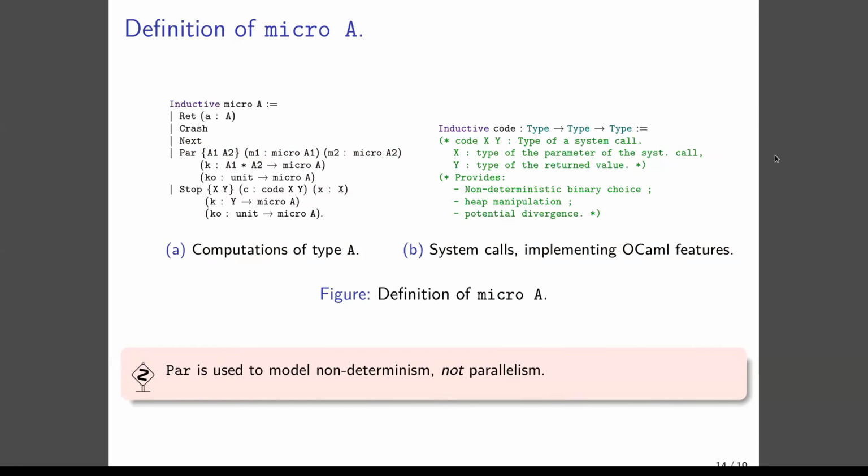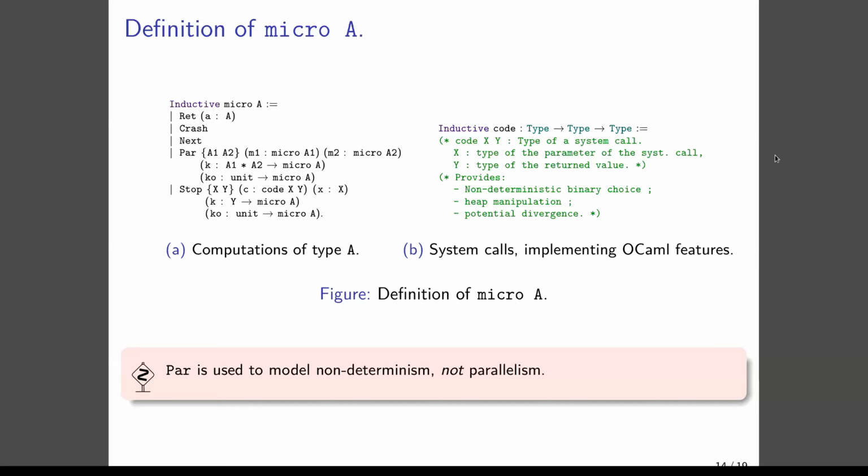And finally, a possibility to perform system calls which implement OCaml features which cannot be implemented by the first step of our semantics. These include heap manipulations, potential divergence, and some non-deterministic binary choice of the semantics. Please keep in mind that we only verify sequential programs. So the PAR construct here, even if it represents computations performed in parallel in our semantics, doesn't mean that it represents parallelism in the source file.